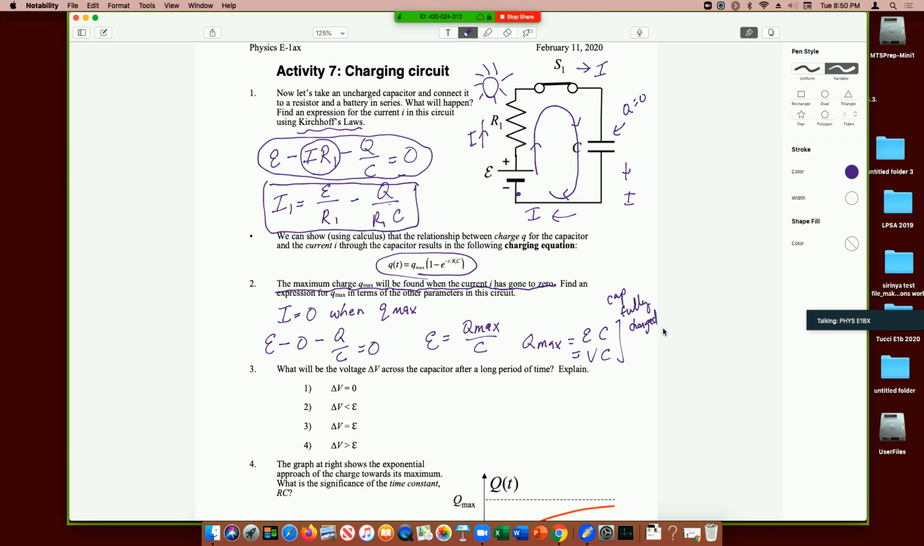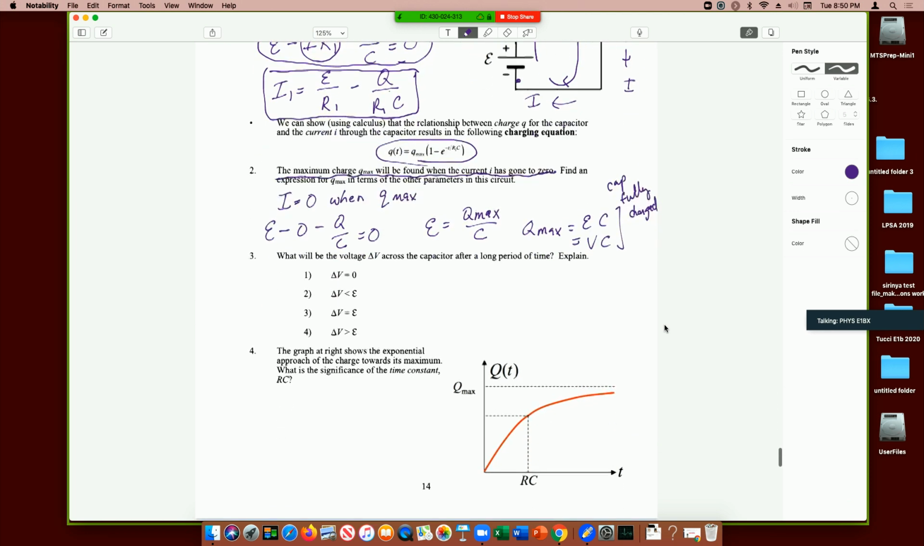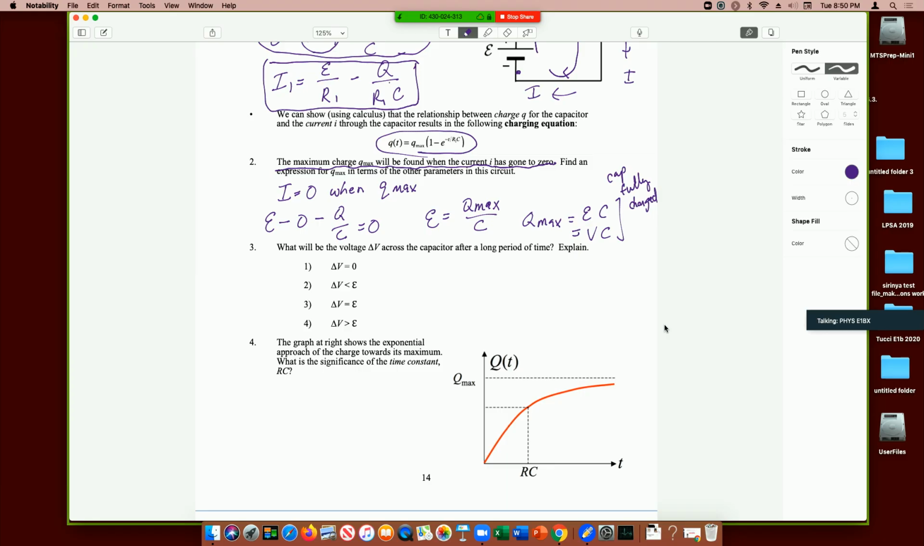Okay, so this, number 3, just take a couple of minutes to think quietly to yourself. Oh yeah, you have a question? Yeah, for battery, does E always equal V? Yeah, good question. In the idealized case, yes.